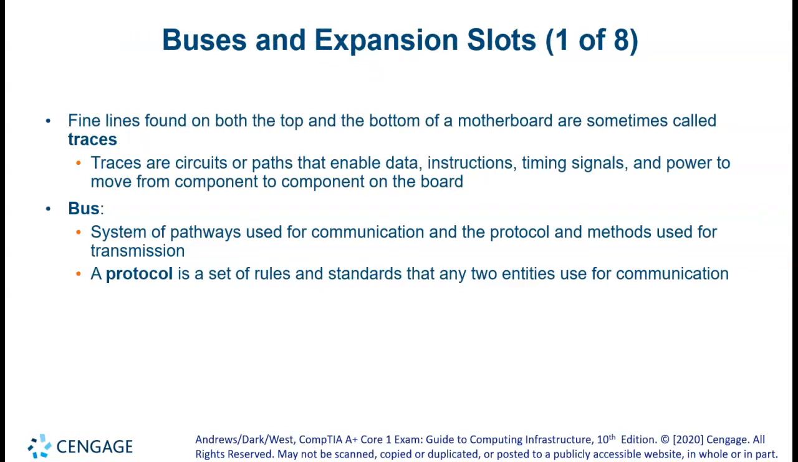Fine lines can be found on both the top and the bottom of the motherboard, called traces. Traces are circuits or paths that enable data, instructions, timing signals, and power to move from component to component on the board. Bus: a system of pathways used for communication, and the protocol method used for transmission. A protocol is a set of rules and standards that any two entities use for communication.